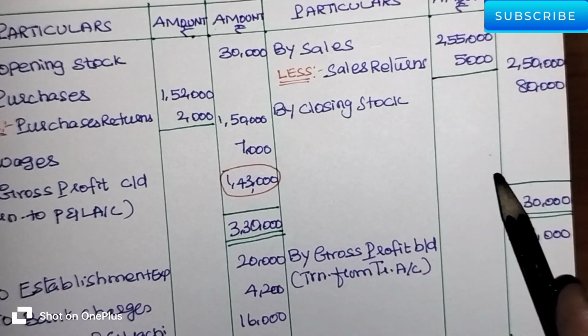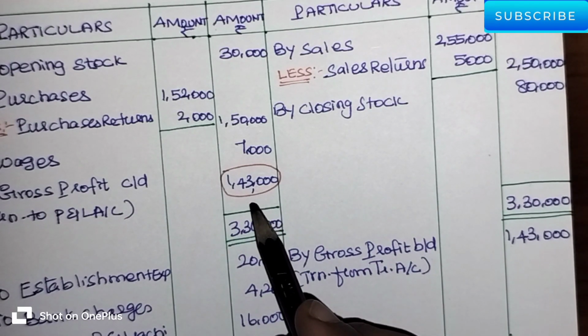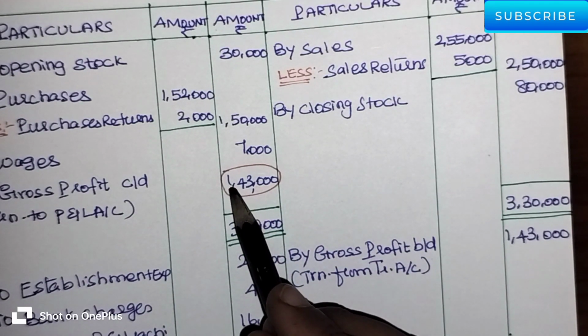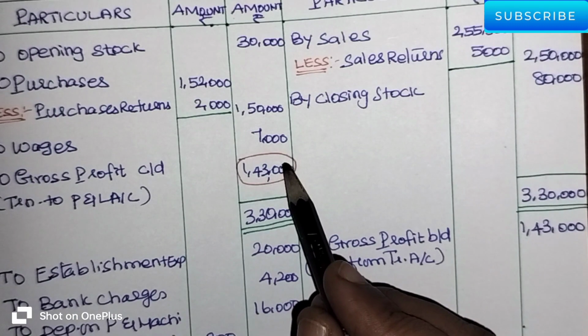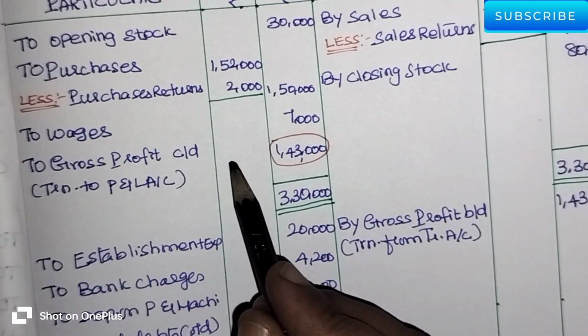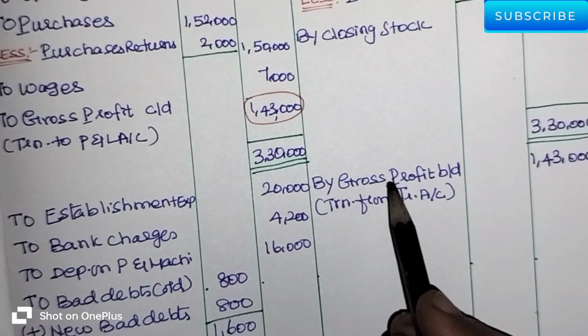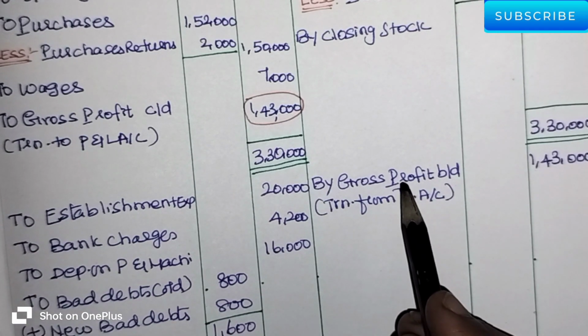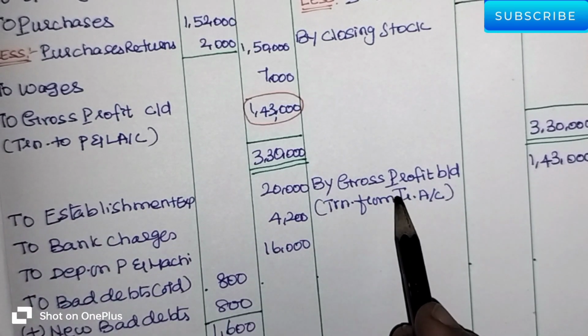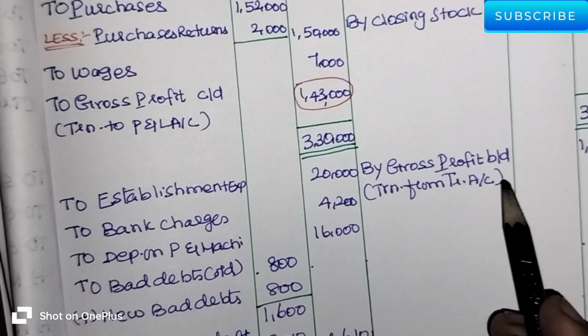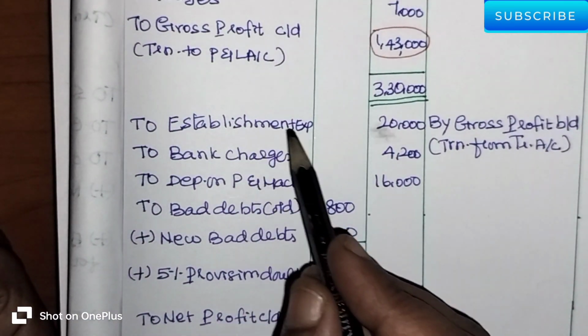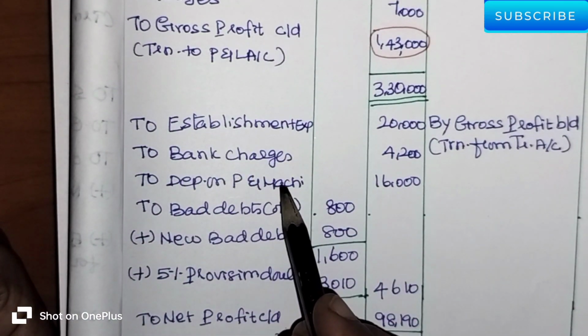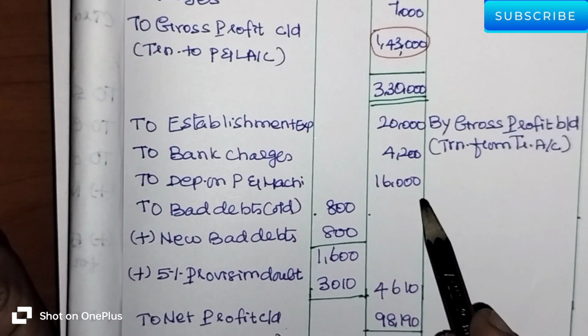So from these we have to find the difference. That difference is 1,43,000. So the difference amount is the gross profit of the trading account. We have to transfer that gross profit into the profit and loss account credit side. Then we know very well establishment expenses, bank charges, depreciation 20%, as usual we enter here.